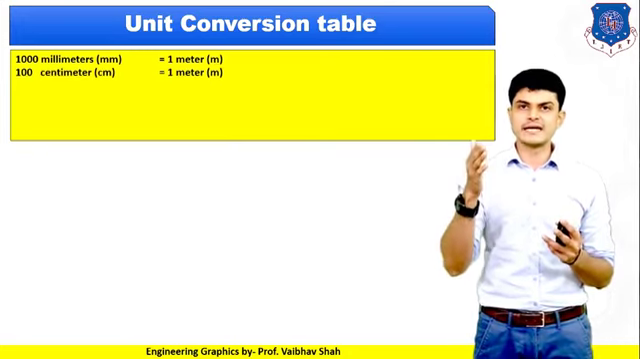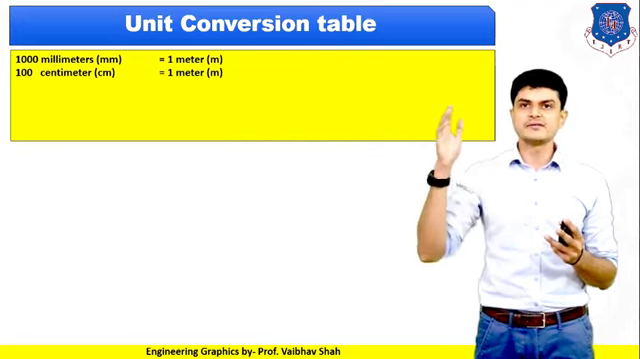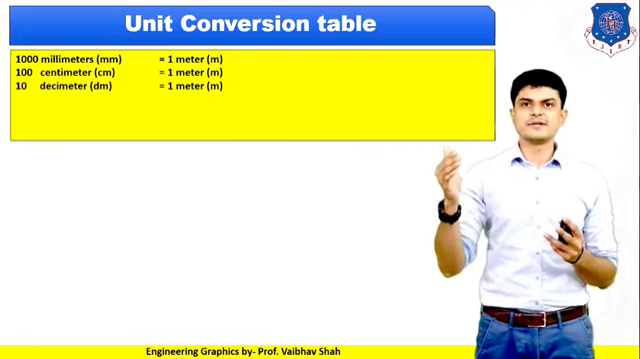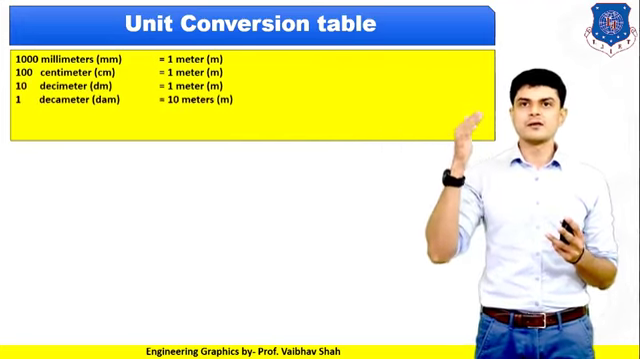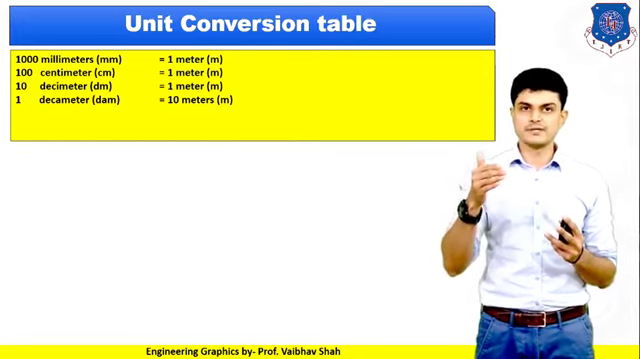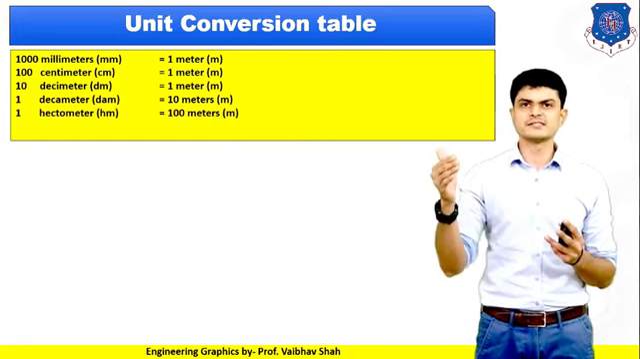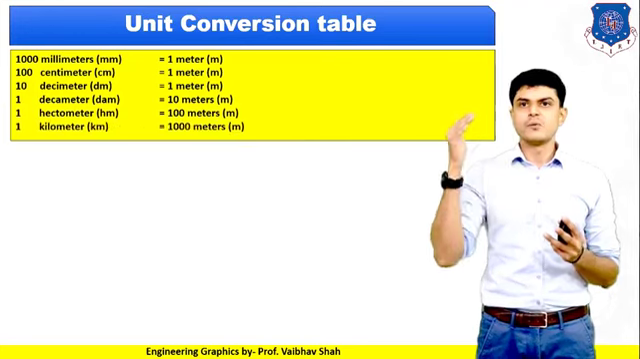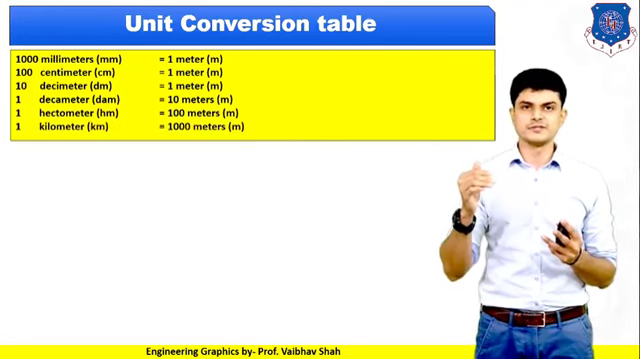Then 100 centimeters is equal to 1 meter. Then 10 decimeters is equal to 1 meter. 1 decameter is equal to 10 meters. 1 hectometer is equal to 100 meters. 1 kilometer is equal to 1000 meters.